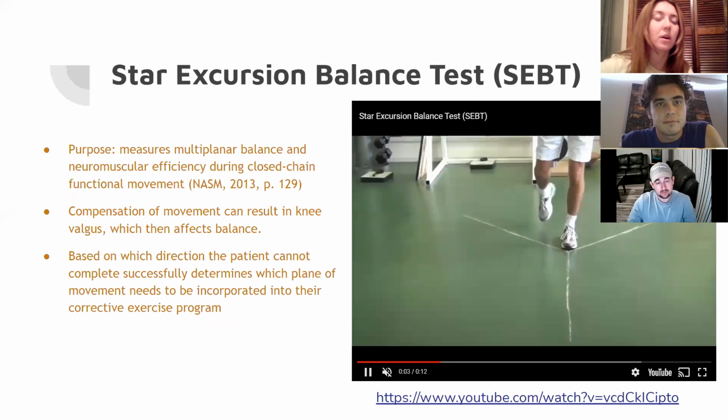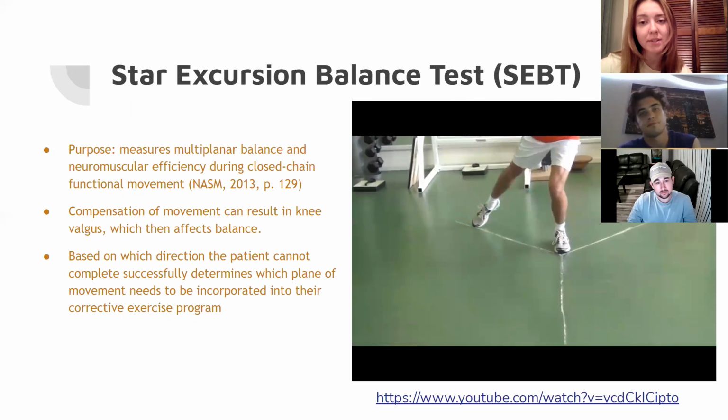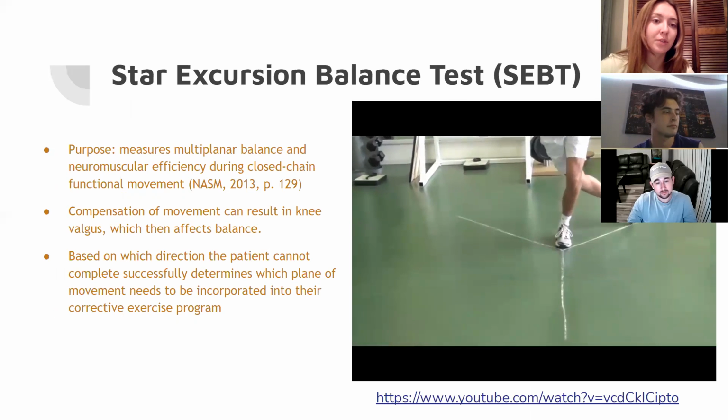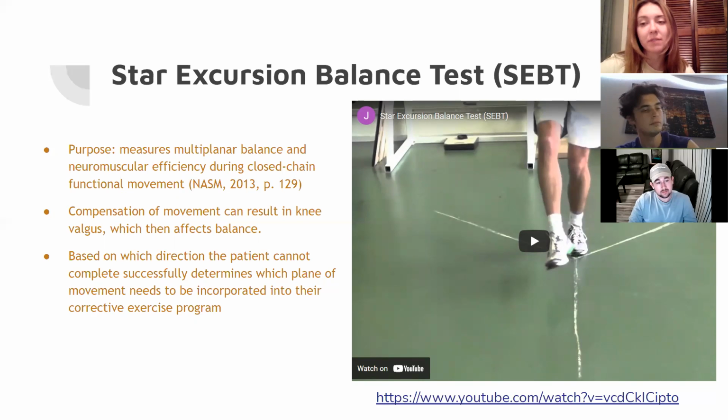All right, and lastly, our additional exercise assessment would be a STAR excursion balance test. The purpose of this test is to measure multiplanar balance and neuromuscular efficiency during closed chain functional movement. And when performing this movement, compensation of this movement can result in knee valgus, which then affects balance. And the purpose of this test is to efficiently have balance. So if the compensation of the knee valgus affects their movement, it would be a failed test.